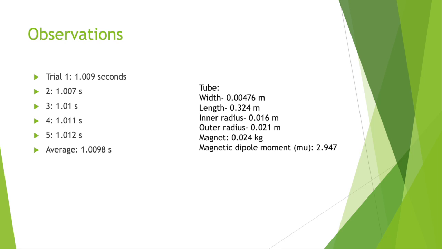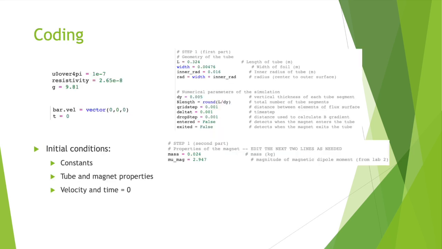I timed 5 separate trials and then found the average, which ended up being 1.0098 seconds. And then to the right are the properties of the tube and the magnet that I measured, and the magnetic dipole moment, 2.947, was found in Lab 2. Now we are moving on to the coding, and these are the initial conditions that I put in. We have our 3 constants, and the properties of the tube and the bar magnet, and time and the velocity of the bar magnet start at 0.